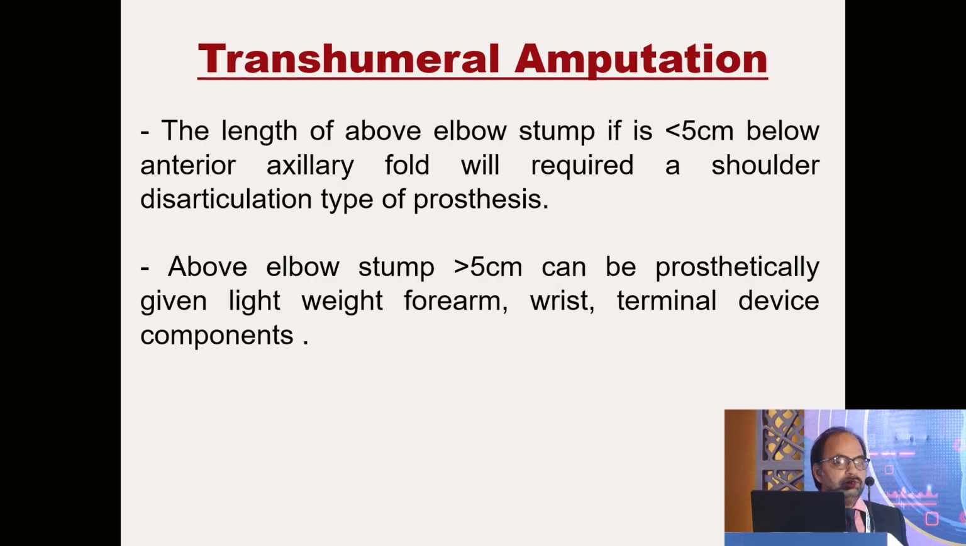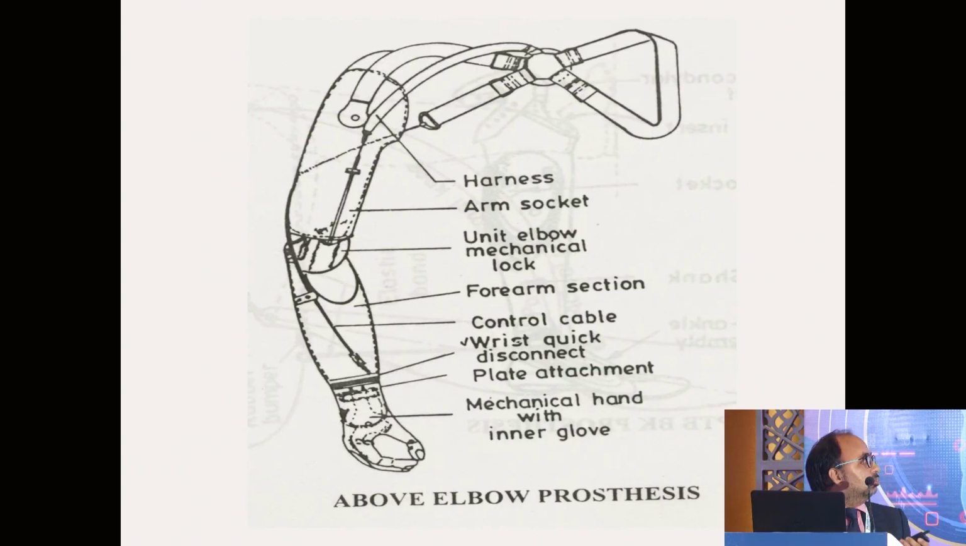Now coming to transfemoral amputation, if the length of above elbow stump is less than 5 cm below anterior axillary fold, it will require a shoulder disarticulation type of prosthesis. If it is more than 5 cm, it can be prosthetically given lightweight forearm wrist terminal device components. This is an example of conventional transfemoral prosthesis.